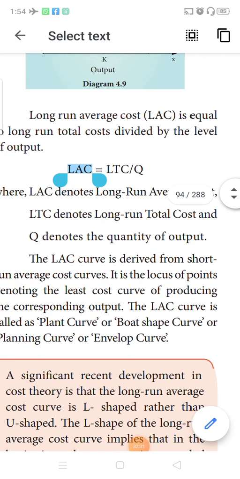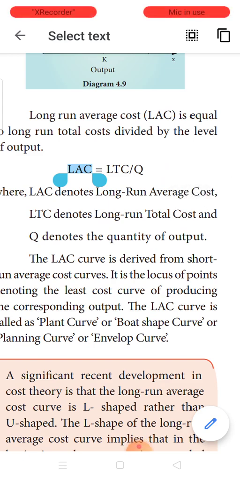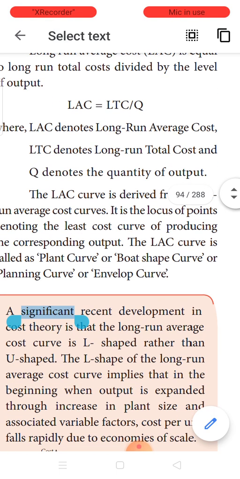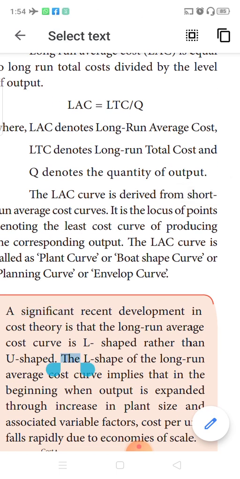So LAC is nothing but long run total cost divided by quantity of output. The LAC is also called the plant curve, boat shaped curve, envelope curve or planning curve. The reason is, during the long run we plan for plant and machinery. It is a boat shaped curve, so it is called a boat shaped curve.